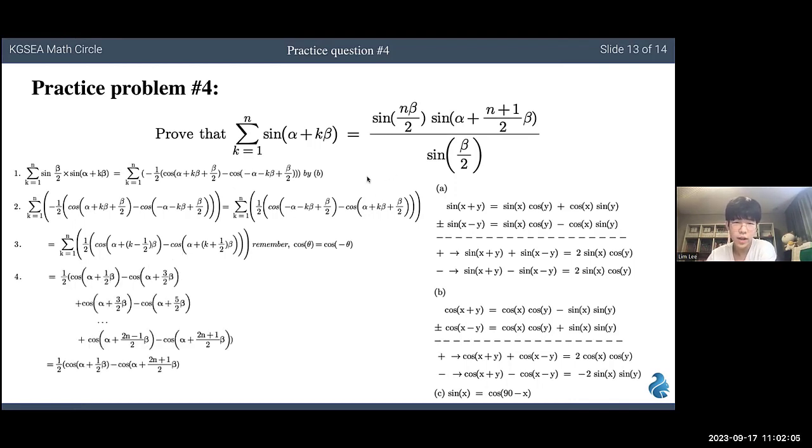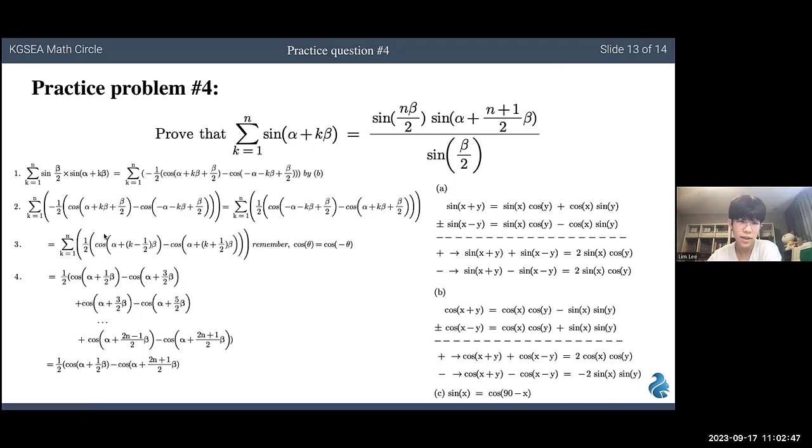After that, this equation can again be simplified into sigma k equals 1 to n, multiplied by this whole chunk of numbers, because again, cosine theta is equal to cosine negative theta, and therefore this is used as telescoping. This method of problem solving is called telescoping, where we add something and then we subtract something with the sigma notation. So if we plot the values of k equals 1 to n, we can see that 1 over 2 is multiplied by cosine alpha plus 1 over 2 beta minus cosine alpha plus 3 over 2 beta when we substitute k as 1 here.